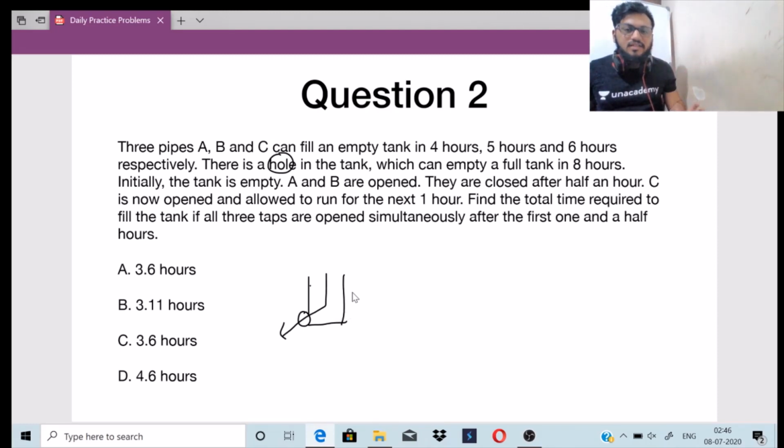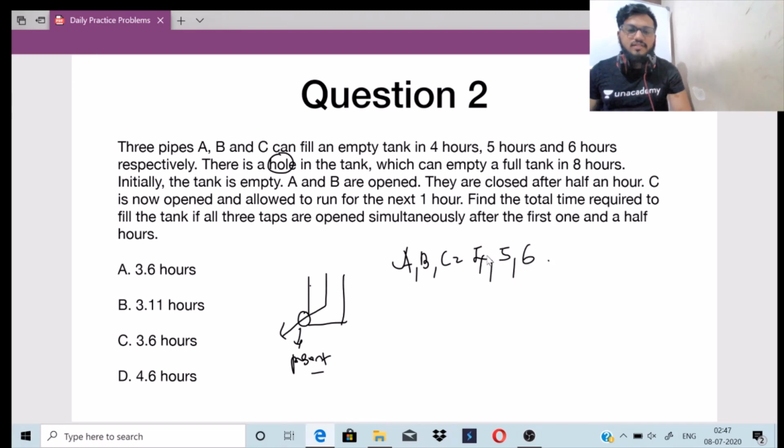So they have asked what will be the total time required to fill the tank if all the three taps are open simultaneously and the hole is present as usual. They won't supply this in the question. You guys have to understand it yourself, because the hole is present in the tank. They have not told of filling up the hole, so the hole is present there properly. So for A, B, C, the timelines are given as 4, 5, 6, and the hole's timeline is 8 hours.